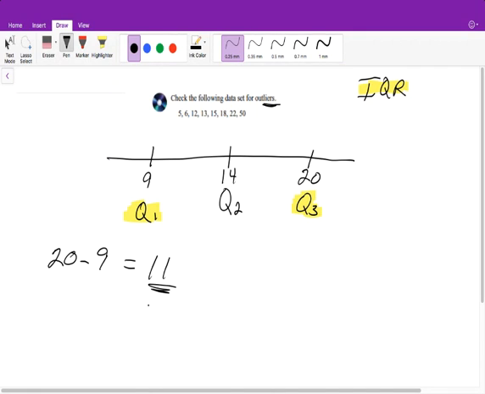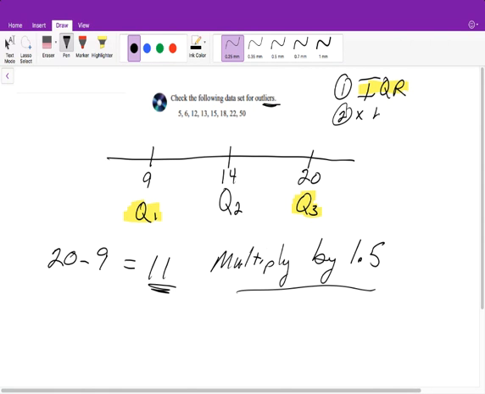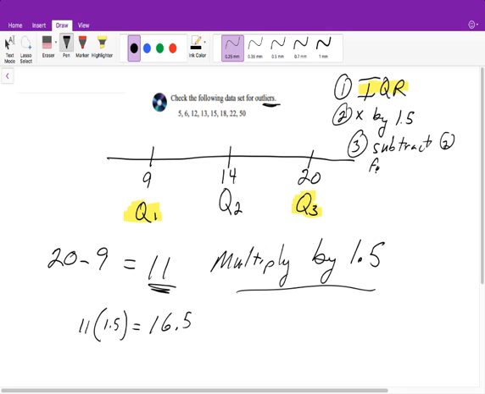Right? Then we take that value and we need to multiply it by 1.5. So this is the second step. So we find our IQR, and then our second step is we multiply by 1.5. So 11 times 1.5 is equal to 16.5. And then our third step is we will subtract the value from step 2 from our first quartile, and then we add it to our third quartile.